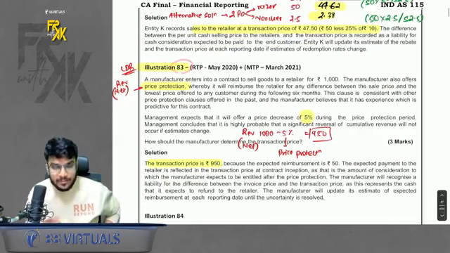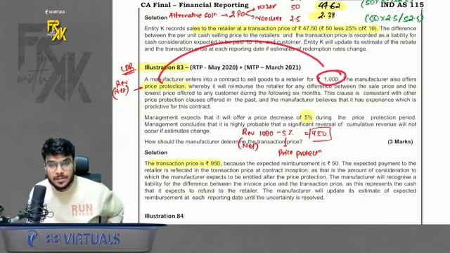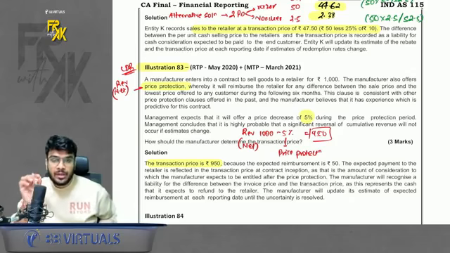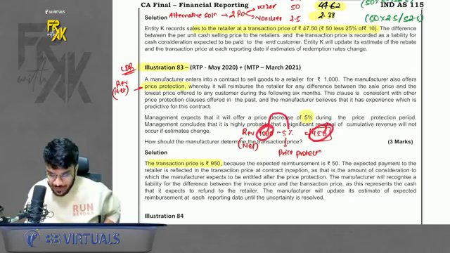83. It is about price protection. You sell something for 1000 rupees. You offer a 5% price protection. In case you remember the concept, in case of price protection, we book the revenue on a net basis. So 1000 minus 5%, 950 will be your net revenue.